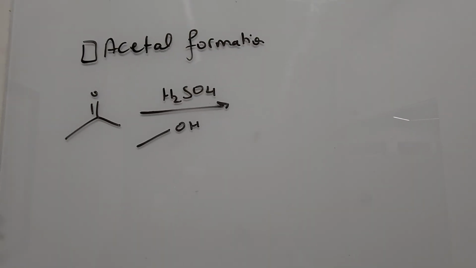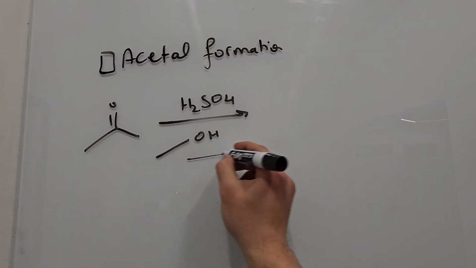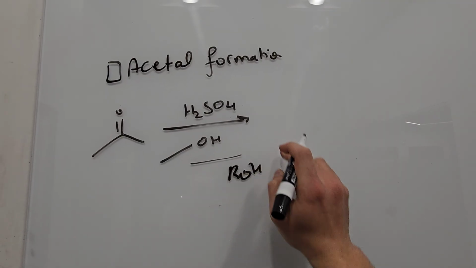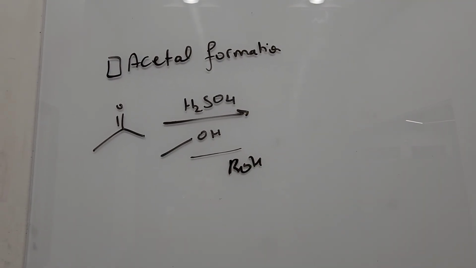Hello, this video goes over the formation of acetal and cyclic acetal from our carbonyl species. Acetals are formed when we have a weak nucleophile, ROH, and an acid to catalyze this reaction.